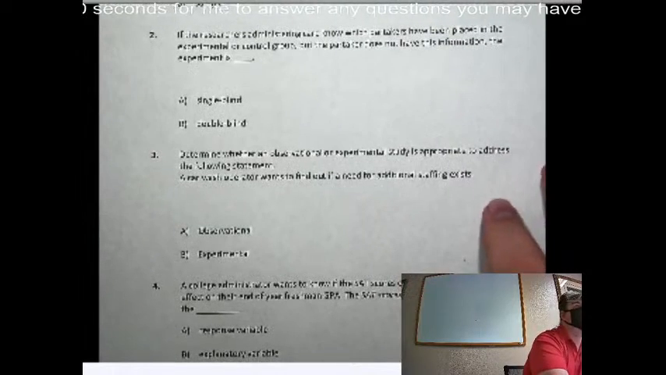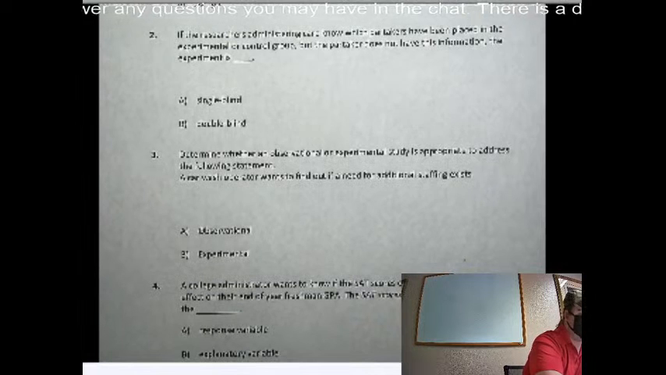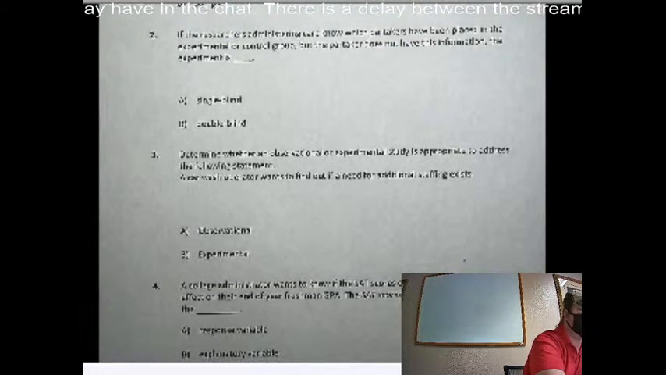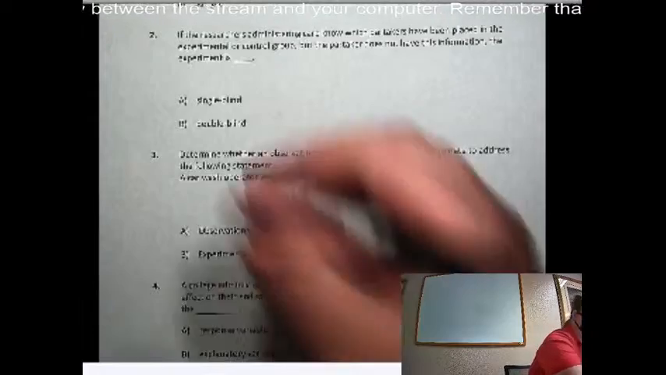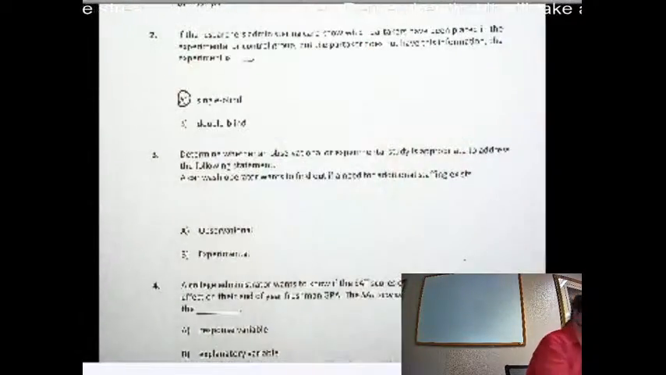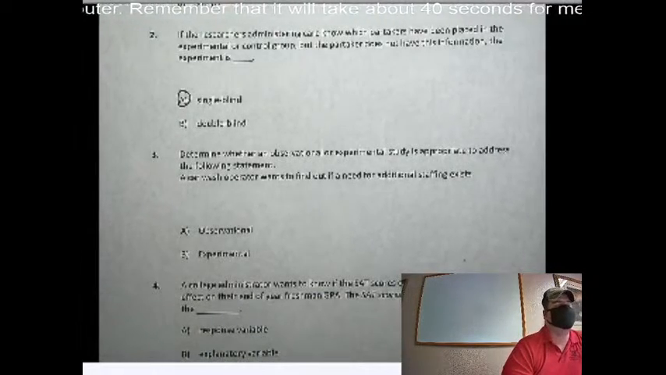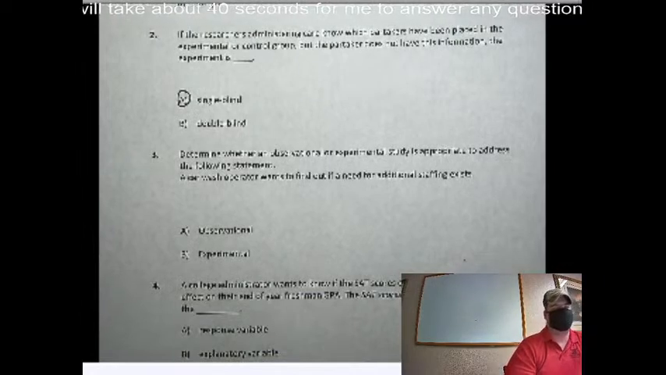Number 2: If the researchers administering care know which participants have been placed in the experimental or control group, but the participant does not have this information, the experiment is which one? Single blind or double blind? It's single blind. In this case, the researchers know what group each participant's in, so it's only single blind.